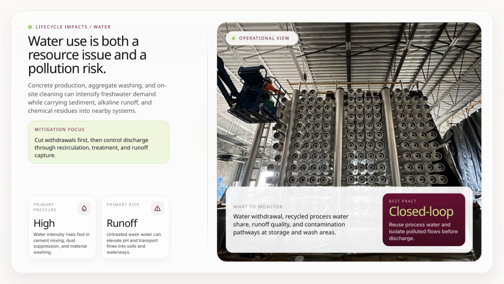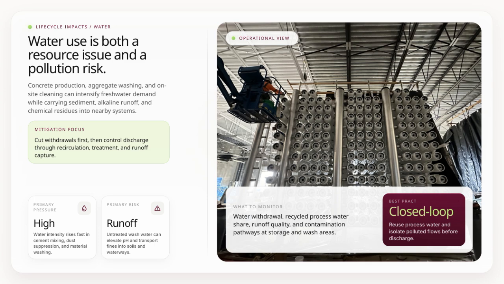Water use here isn't just about availability. It's also a pollution concern. Activities like concrete production, aggregate washing, and on-site cleaning increase freshwater demand and often carry sediments, alkaline runoff, and chemical residues into nearby ecosystems. To mitigate these impacts, the focus should be on cutting water withdrawals first. Then, efforts should shift to controlling discharges by employing methods such as recirculation, treatment, and effective runoff capture.